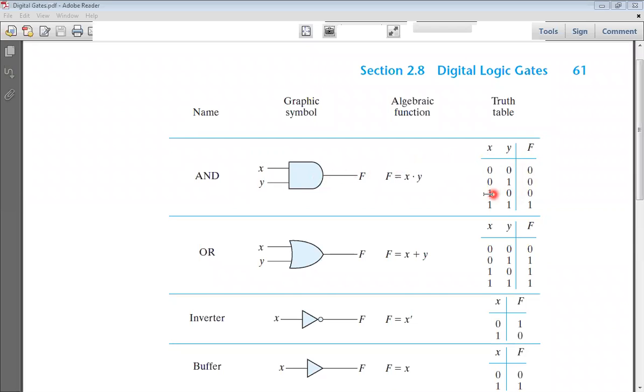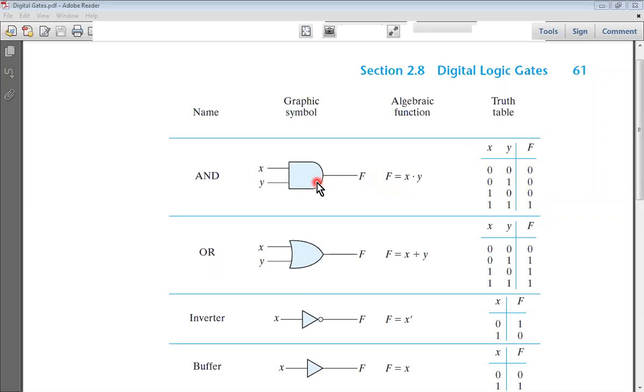Now let's say X is 0, Y is also 0. If you apply those inputs to the AND gate, what is the resultant output? 0. If X is 0 and Y is 1, what is the resultant output? 0 again. For X is 1 and Y is 0, what is the output? Also 0. For X is 1 and Y is 1, only then the output is 1 or high. If X is 1 and Y is also 1, then F results in high, or 1.